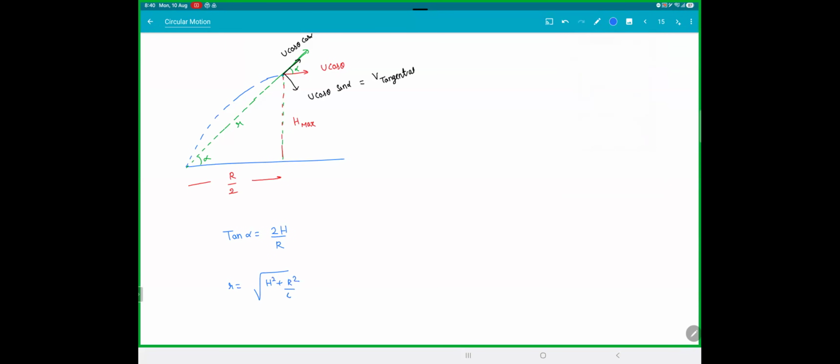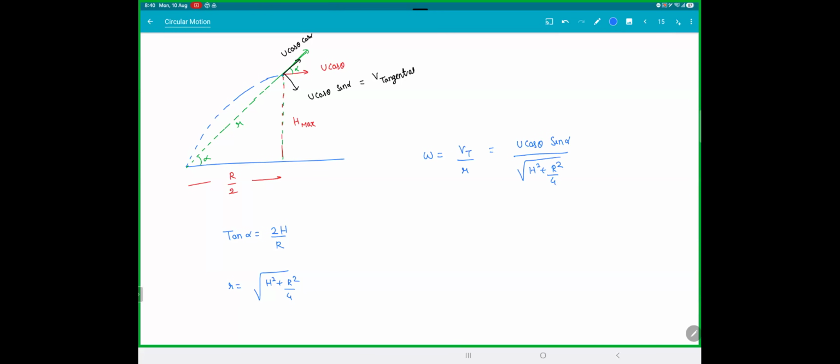If numbers were given, it would have been great. So from here we get angular velocity omega, which is v tangential by r, which is u cos theta times sin alpha, and small r is root over h squared plus R squared by 4. Clear with this? That's how you get it.